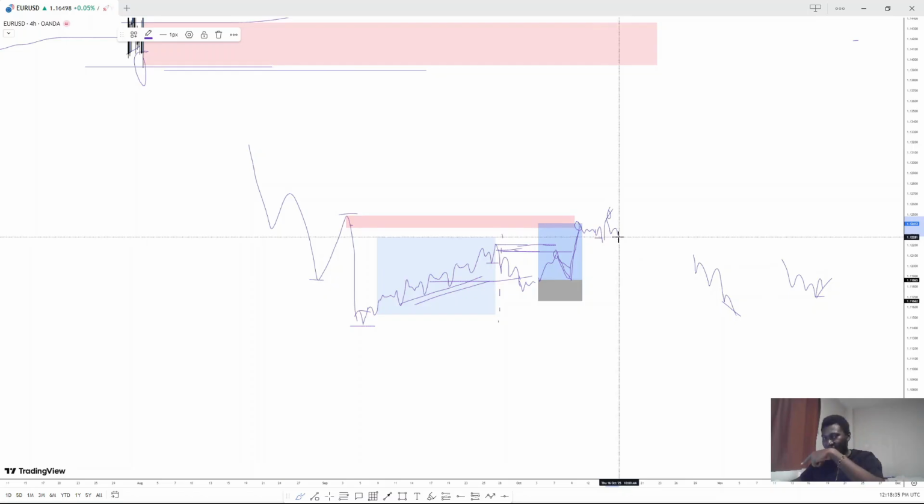Break divergence. Don't take a trade without divergence. So don't take a break of structure trade without divergence, because it has to happen. That is what I have realized. It has to happen. So now, build up inducements.